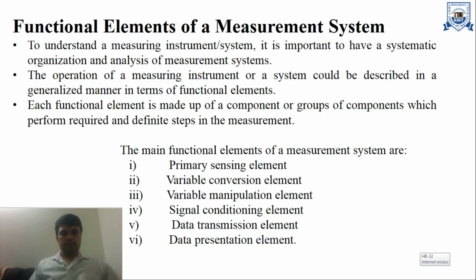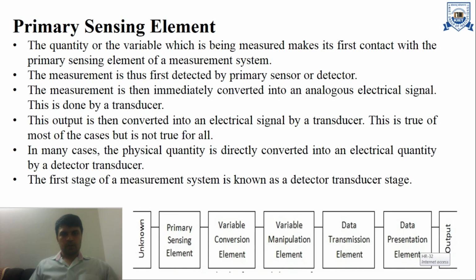Functional elements of an instrument measurement system are primary sensing element, variable conversion element, variable manipulation element, signal conditioning element, data transmission element, and last, data presentation element. So here is the block diagram of functional elements of a measurement system.